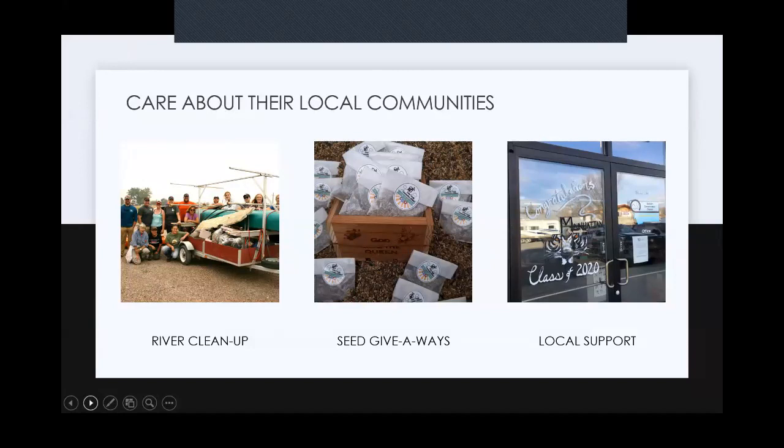Okay, thank you, Julie. Conservation districts care about their local communities, and Chris Evans is going to talk to you about some ways that they do that. Good morning, everybody. So as you can see on the slide, we've got some river cleanup, seed giveaways, and local support activities that districts do. In addition, over the years, I know that we and other districts have done fire response, flood response, weed pulls, collaboration with city and county issues, your county fairs, preparedness events, and just generally engaging with your local communities.